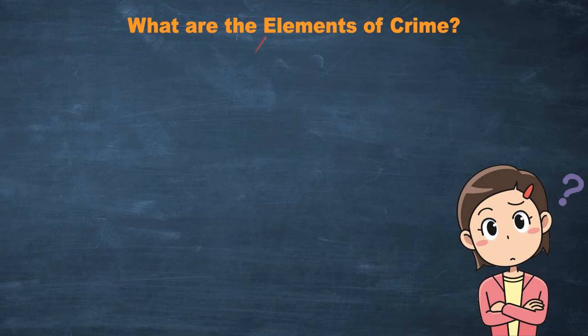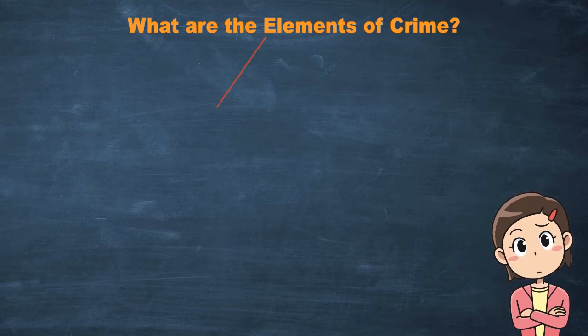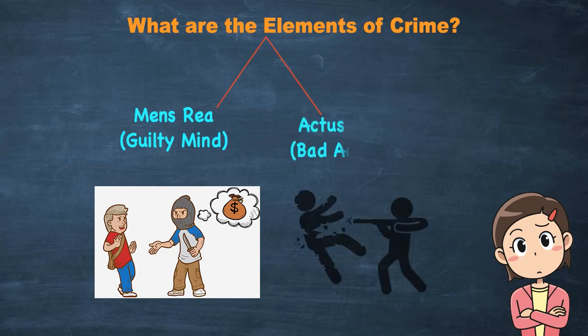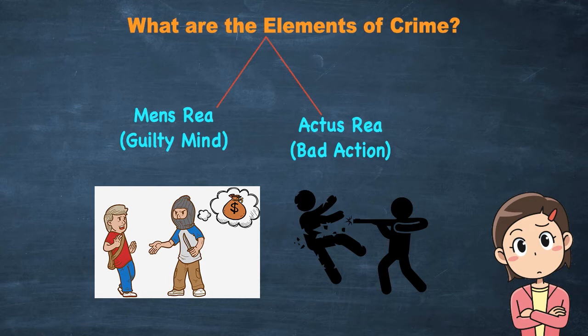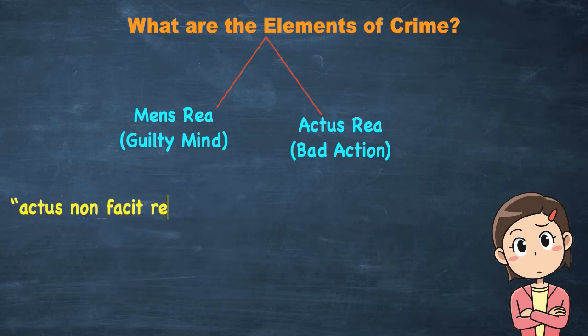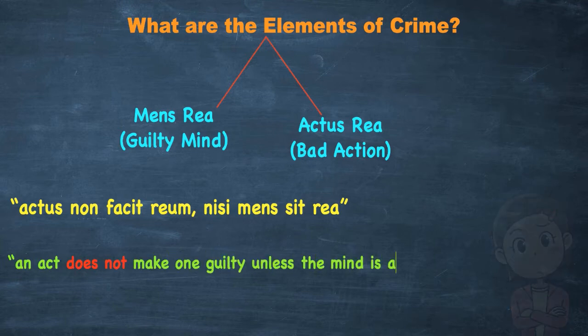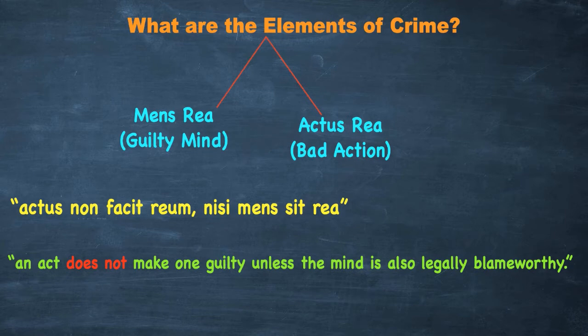A crime is said to be committed only when two elements are present, namely mens rea, that is guilty mind, and actus reus or actus rea, that is bad action. The principles of actus reus and mens rea are embedded in a Latin maxim which reads: actus non facit reum nisi mens sit rea. The meaning of this Latin maxim is: an act doesn't make one guilty unless the mind is also legally blameworthy.